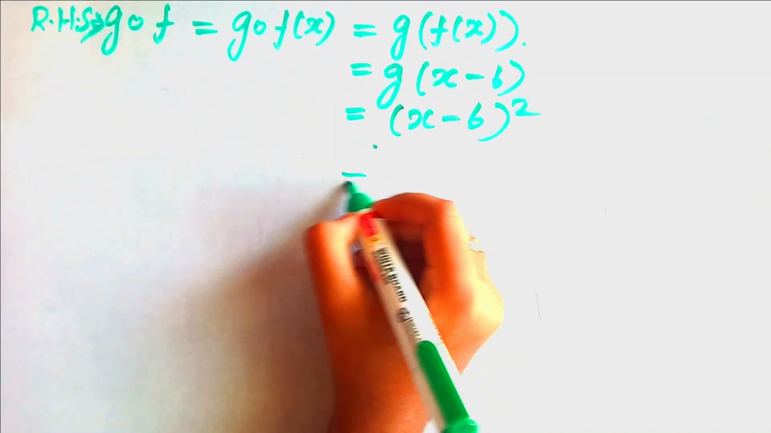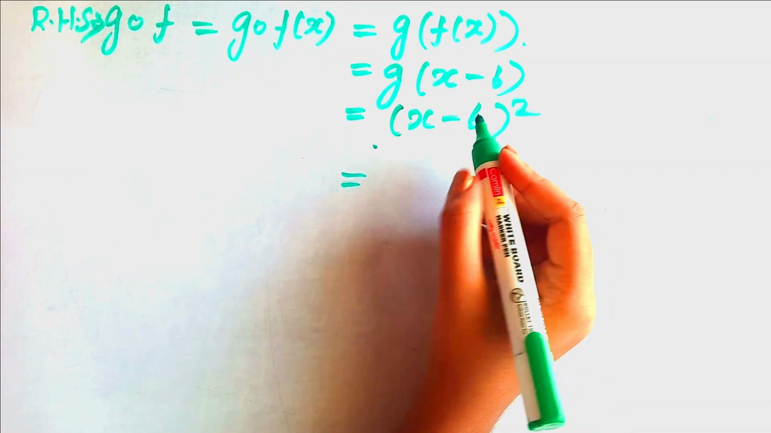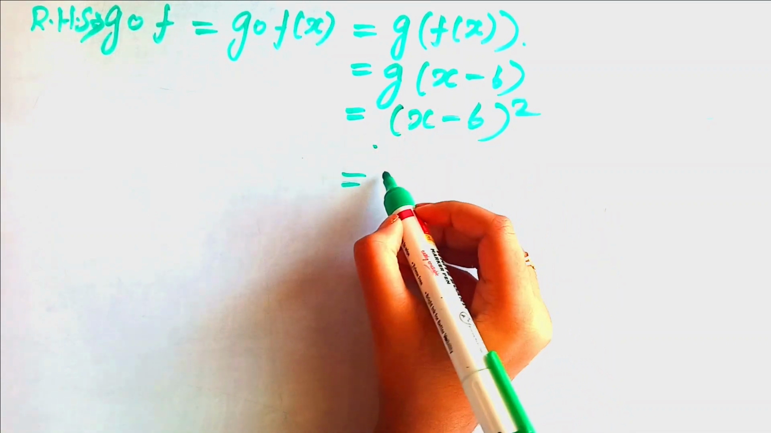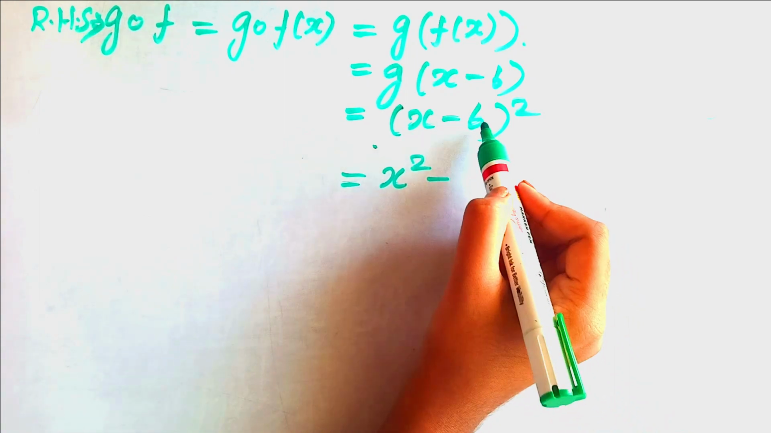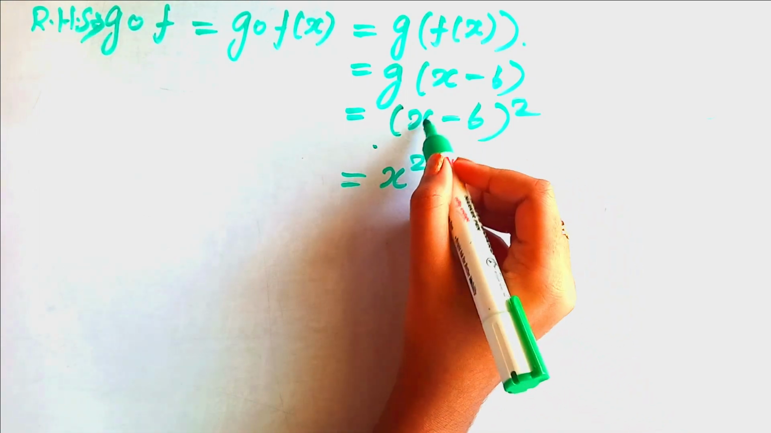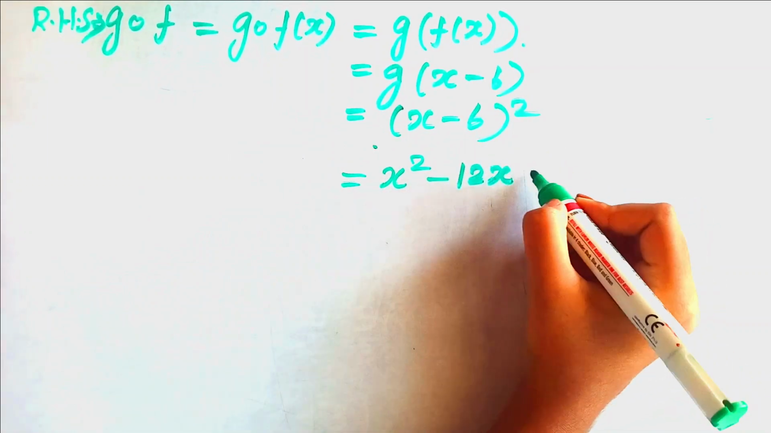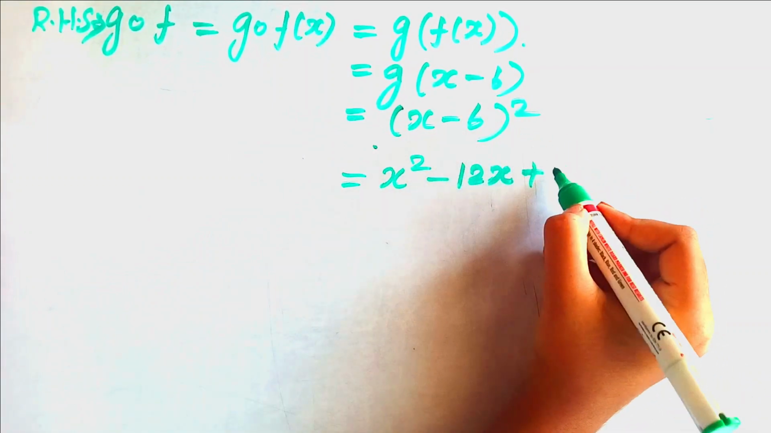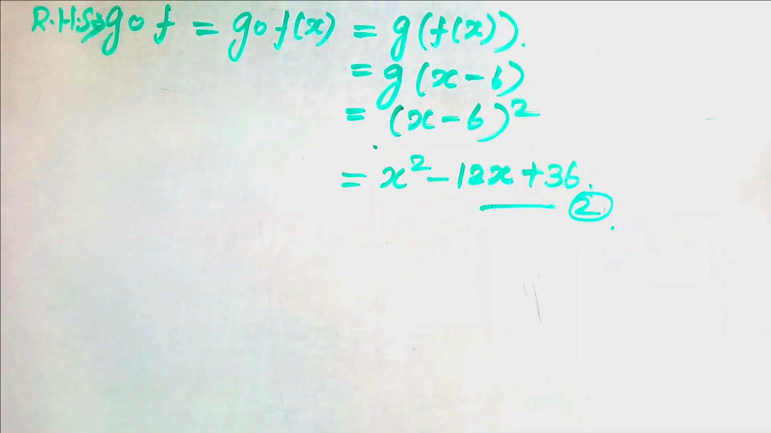Now let's solve this. The formula for (x − 6)², which means (a − b)², is a² − 2ab + b². So a² is x², then minus 2 into ab: 2 into 6 is 12, and a is x, so we get 12x, plus b², which is 36. Right. So let's keep this as our second equation.